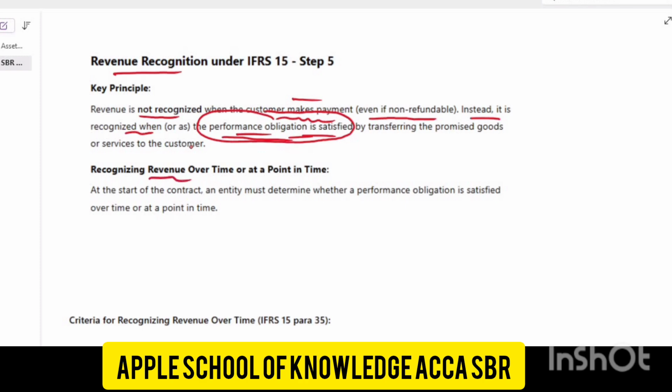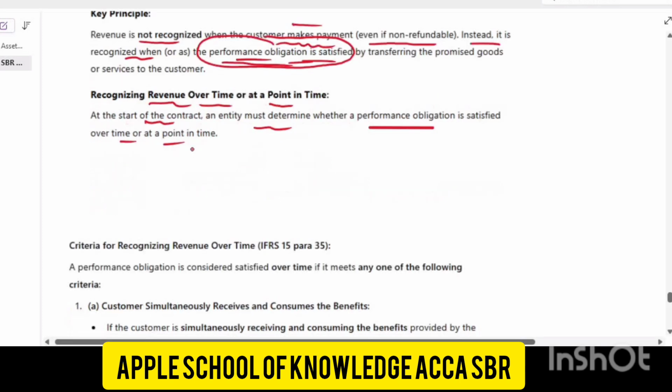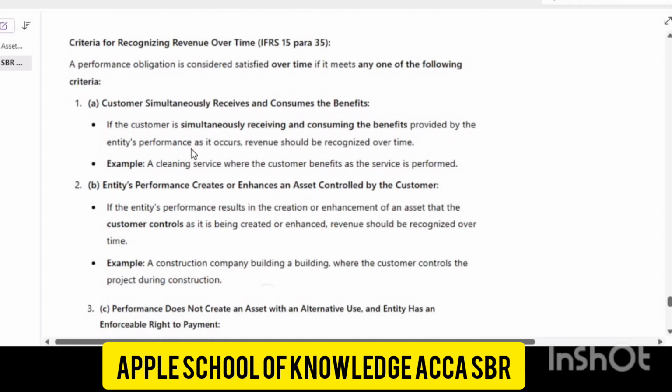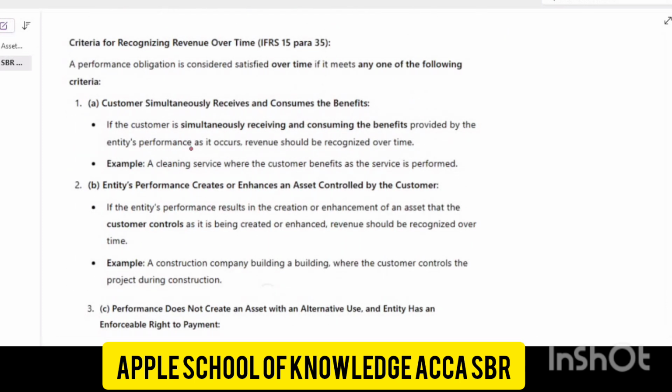An entity recognizes revenue over time or at a point in time. So at the start of the contract, the entity must determine whether the performance obligation is satisfied over time or at a point in time. For that, you have to follow criteria. The criteria is very simple. The criteria for recognizing revenue over time: the performance obligation is considered satisfied over time if it meets any of the following criteria.